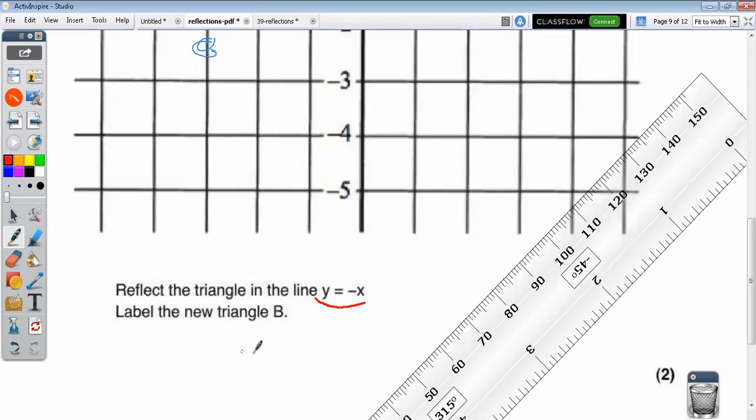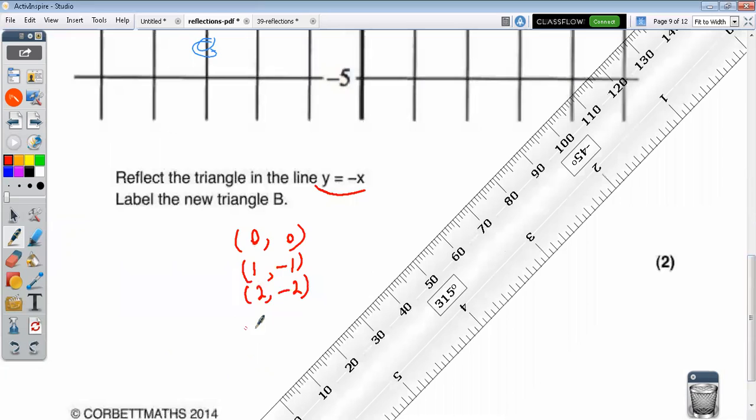So if x is 0, y is 0, because minus 1 times 0 remains 0. Now if I say x is 1, y will be what? It will be the negative, so y will be negative 1. If I say 2, it means y is negative 2. If I say 3, then this one is negative 3, like that.